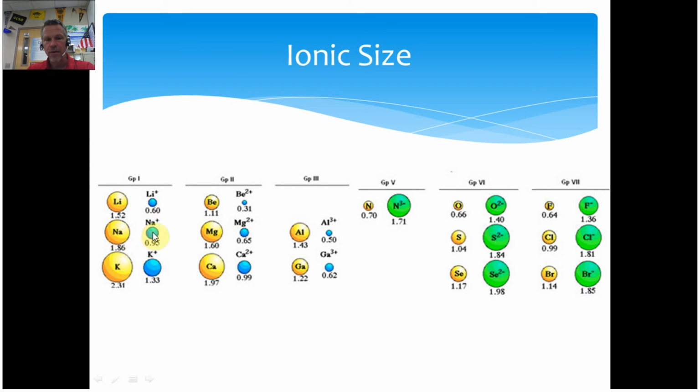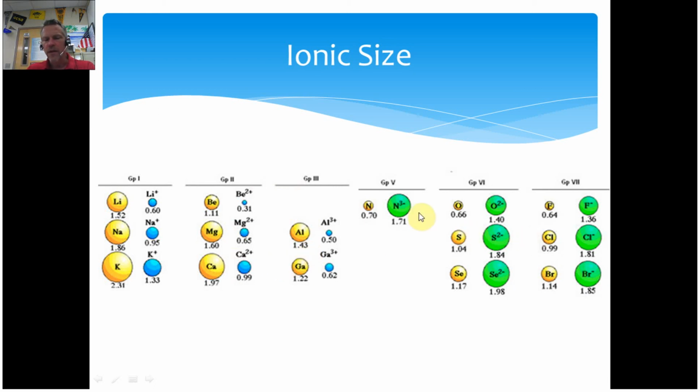Sodium atom compared to sodium ion, the ion is smaller because there are fewer electrons, and that means that the positive-negative balance is upset. The protons can pull even harder on those remaining electrons and pull them close. And we see these trends in the second and third groups as well.